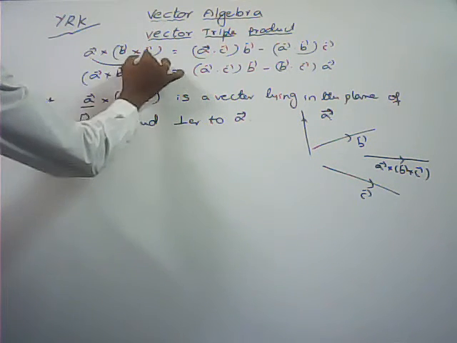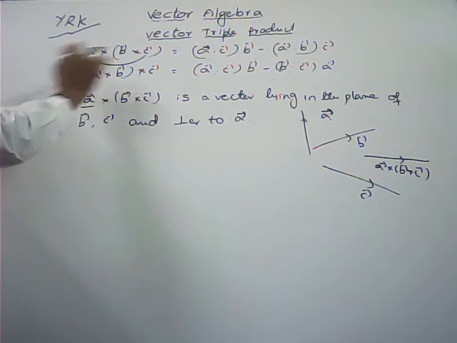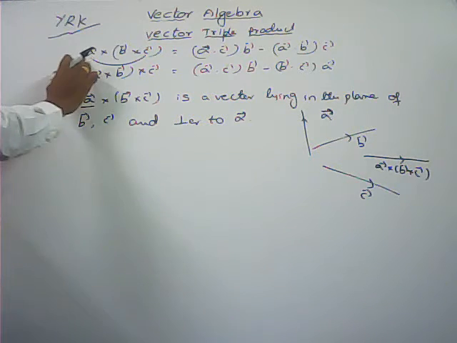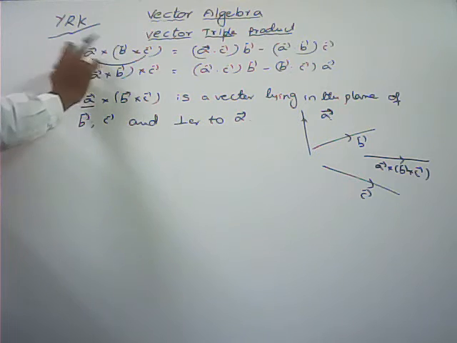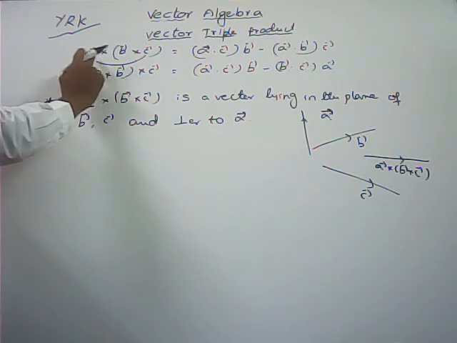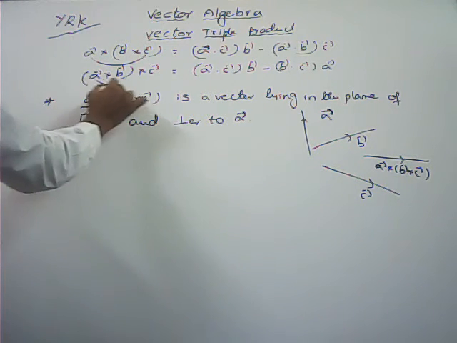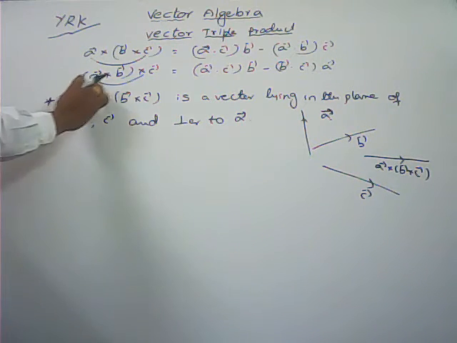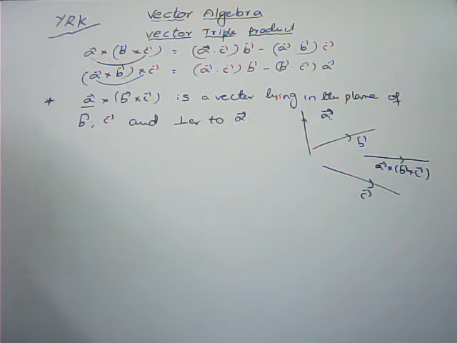Here, A bar dot C bar into B bar. How to remember that one? That is not the rule. First you can take the longest one, next shortest one. A bar dot C bar into B bar minus A bar dot B bar into C bar. Here also, A bar dot C bar into B bar minus B bar dot C bar into A bar.